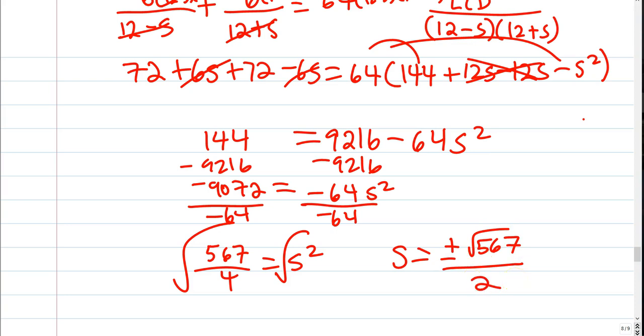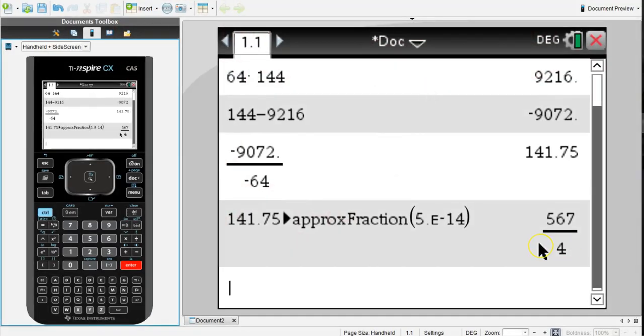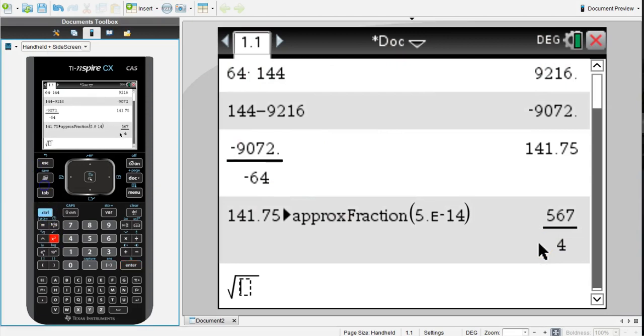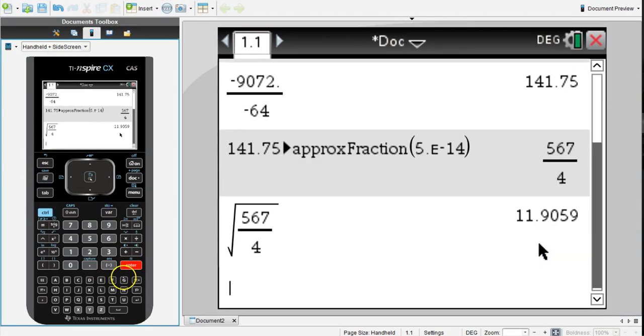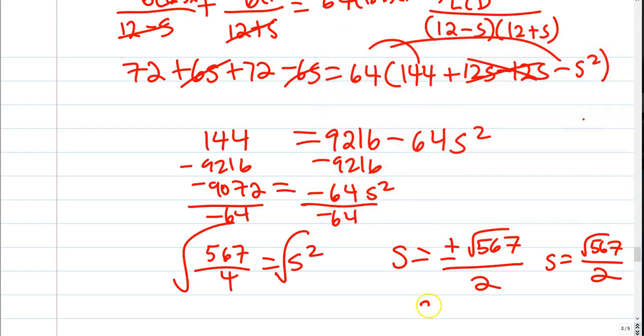This is not practical. First of all, we're dealing with the speed of the current. The speed of the current is not plus or minus. It would just be plus. So really, s is only equal to the square root of 567 over 2. But still, what's the speed of the current? That's not very helpful in that form, right? So what do we do? Well, we put it in our calculator. 567 over 4. If I square root that, it's about 11.91. So that is the speed of the current, 11.91.